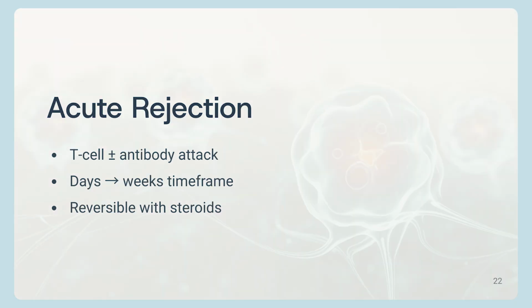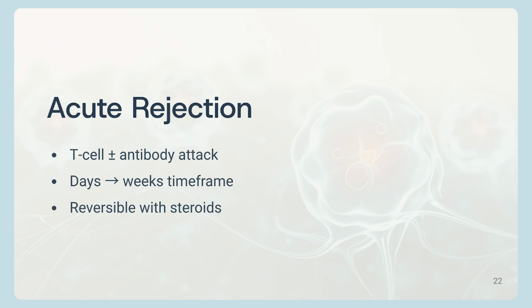Next, we have acute rejection, which typically occurs days to weeks after transplantation. This type of rejection happens when your T cells recognize the transplanted organ as foreign and your T cells attack it. Well, sometimes antibodies play a role here as well, but T cells are often the primary culprits. The good news is that acute rejection is usually reversible, especially if caught early.